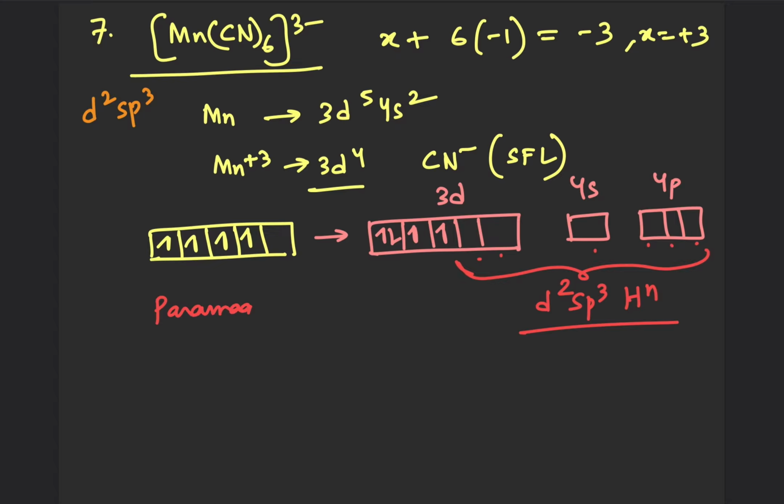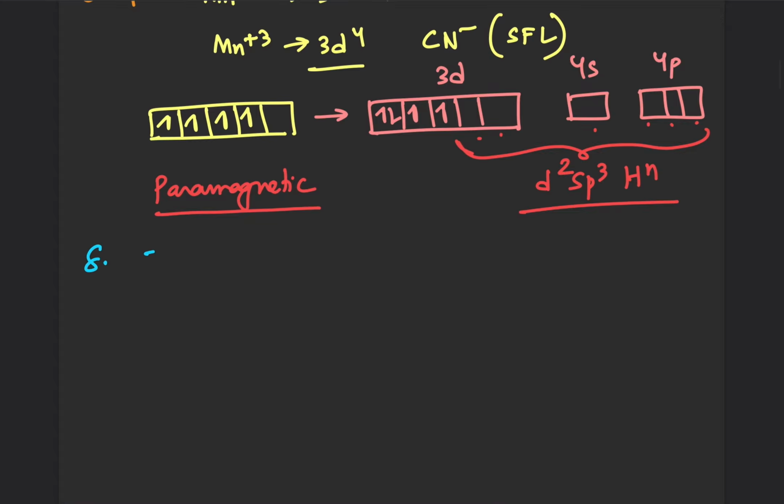Therefore be careful. It is not true that all the complexes with a strong field ligand are going to be diamagnetic. They can be paramagnetic also.